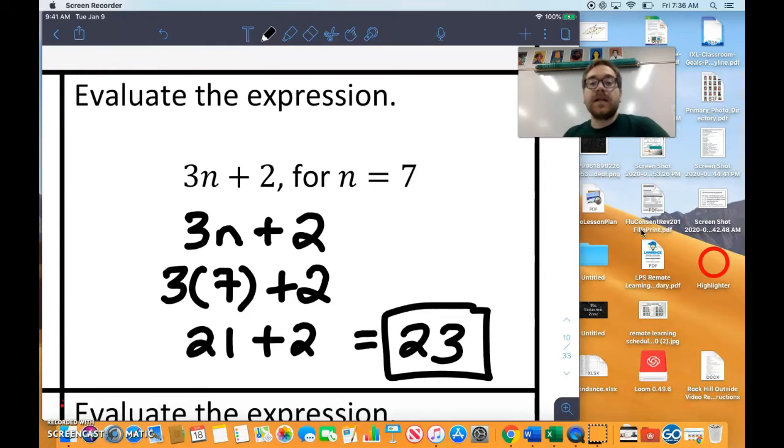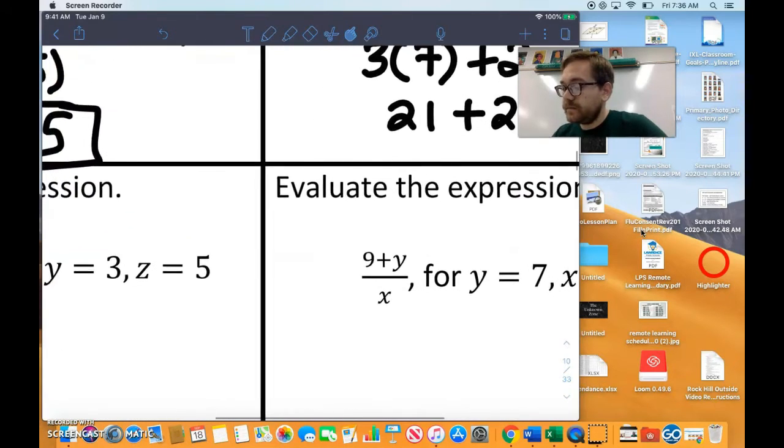So we plug in the value that they give us, so n is equal to 7, so we plug that in, and then we simplify using order of operations. Okay, let's look at another one.